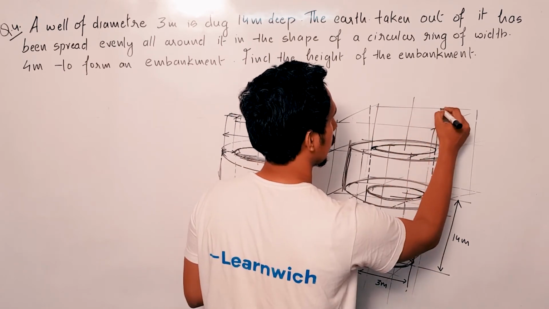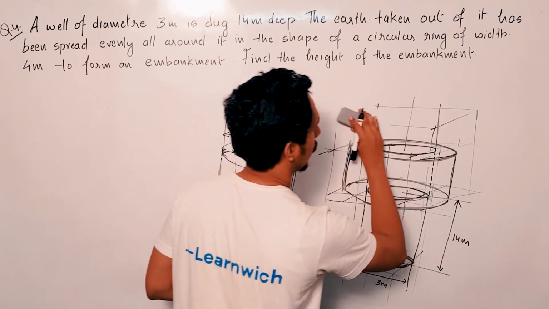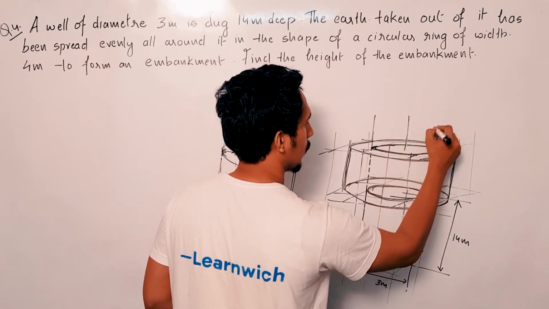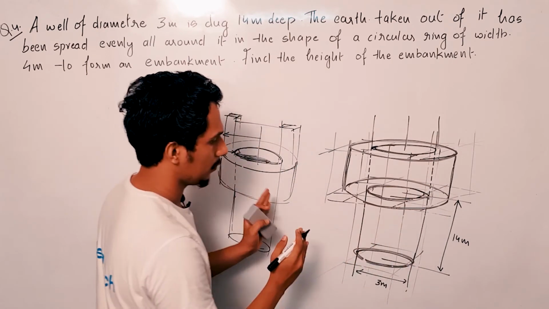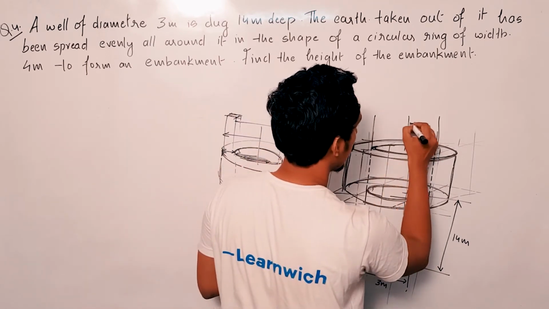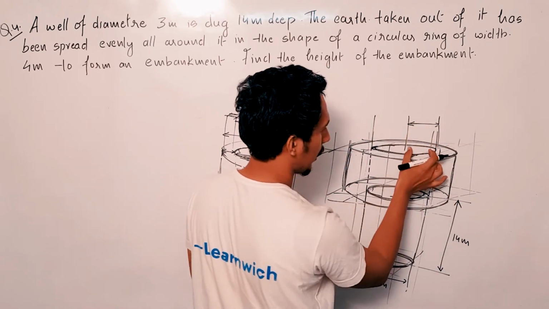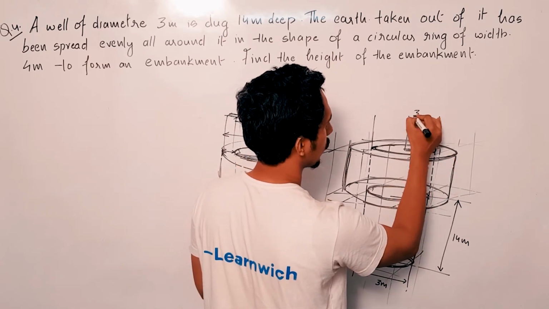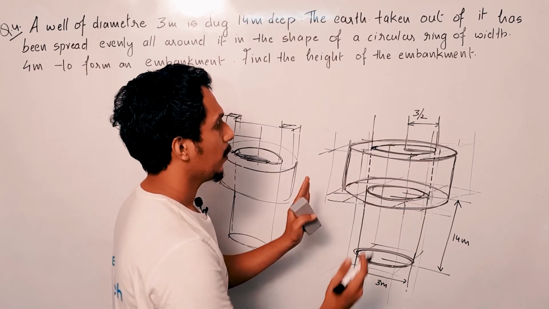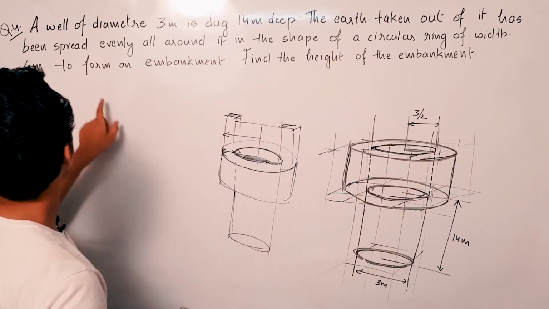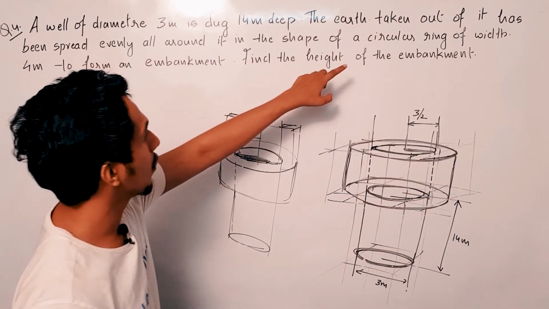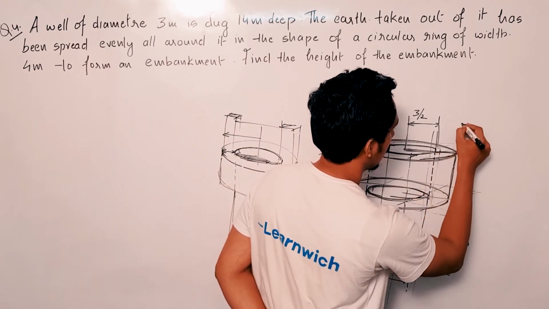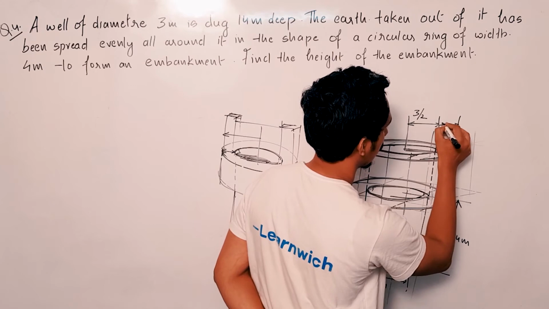From the center, let's say I'll just rub out unwanted lines. Okay, so this is 3 meter. So this will be the radius. This much, how much will this much be? This will be 3 by 2. And what is the width given? In the shape of a circular ring of width 4 meter. Okay, this width itself is 4 meter.